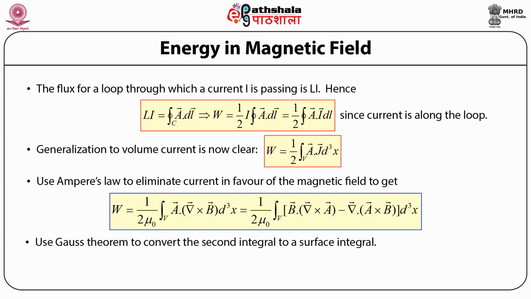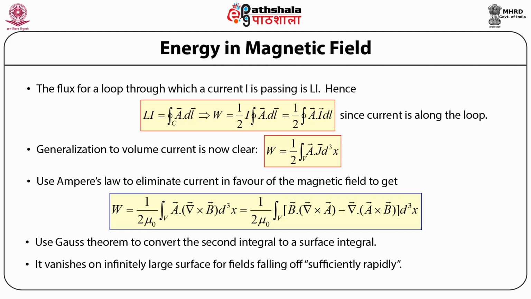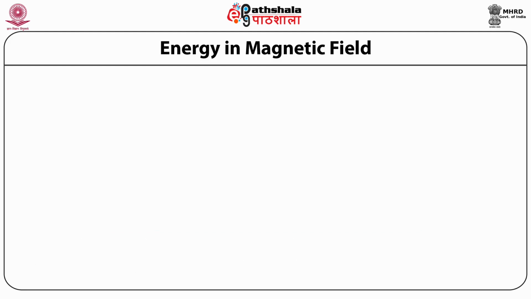And again, by the same arguments that we had used above, this surface integral vanishes on an infinitely large surface for magnetic fields that fall off sufficiently rapidly. Further, we use the definition of the magnetic field induction vector B in terms of the vector potential A, which is given as vector B is equal to the curl of the vector potential A.